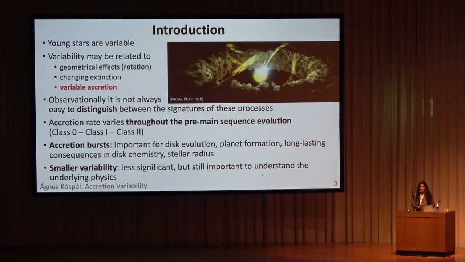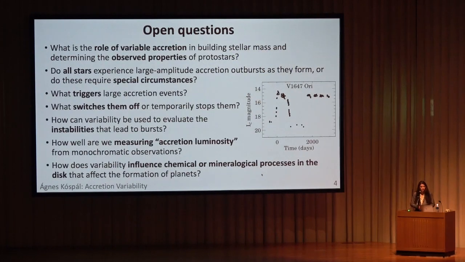Small variability may be less significant, but it is still important to understand the underlying physics, for example, in the inner disk and in the mass flow from the disk onto the star. There are many open questions in this field. For example, what is the role of variable accretion in building stellar mass and determining the observed properties of protostars? Do all stars experience large amplitude accretion outbursts as they form, or do these require special circumstances? What triggers the large accretion events like the one I'm showing here as an example? And what switches them off or temporarily stops them?